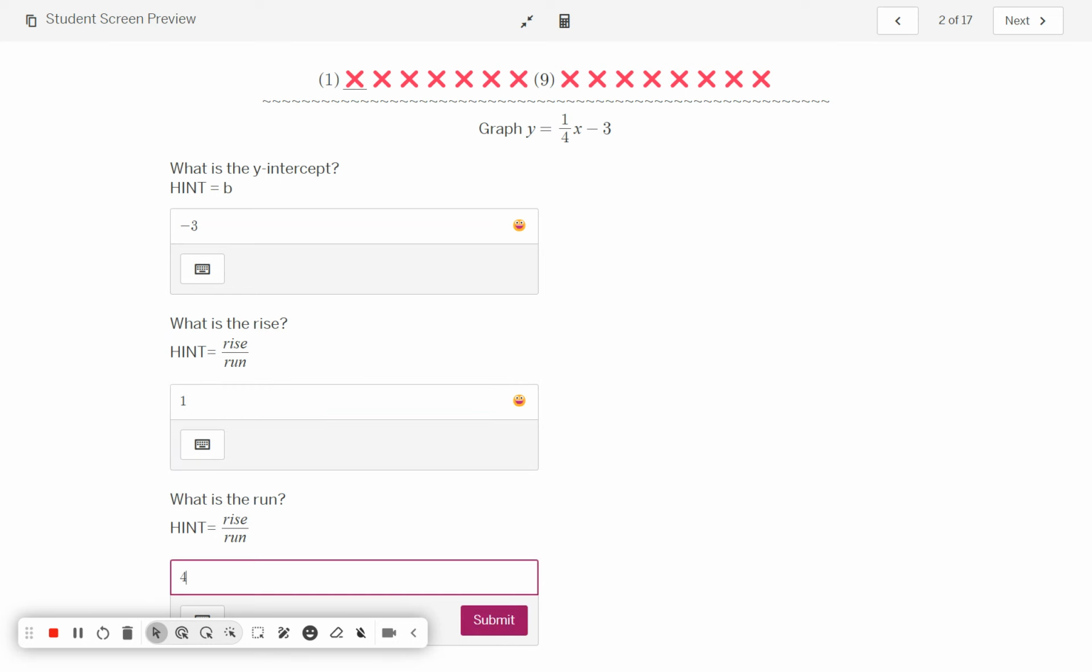Be careful if it is a negative slope. Then you would really need to write a -1/4. But for now, we have a positive and a positive for the rise and the run.